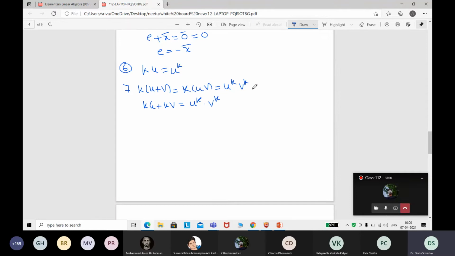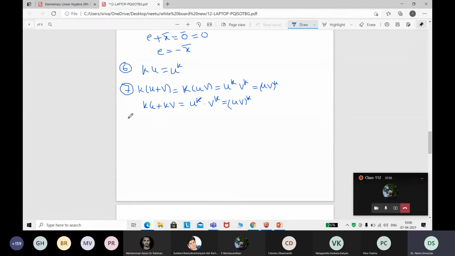So both can be written as u into v raised to the power k. Correct? u into v raised to the power k, and here also you can write u into v raised to the power k. Okay. This is my seventh property.